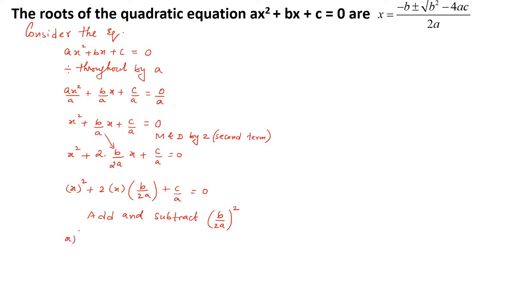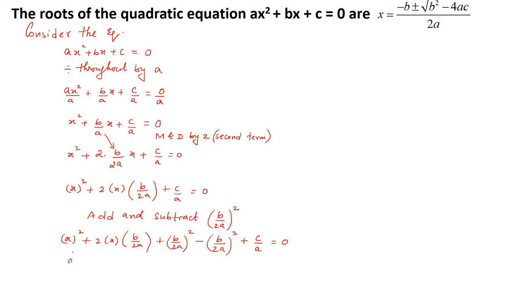So this will be a square, this will be 2a into b. So let us add this b by 2a whole square. Let us subtract as well. So in mathematics, whatever we add, same thing we need to subtract. Same like whatever we multiply, we divide. So that after cancelling this step, we go back to the earlier step.